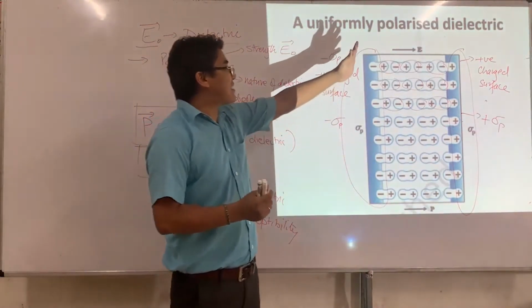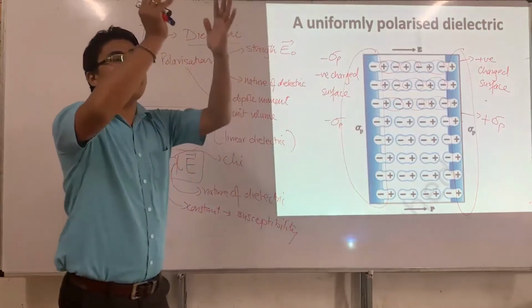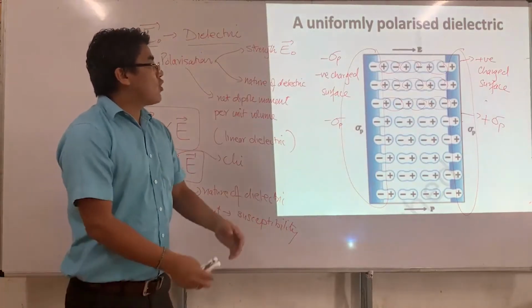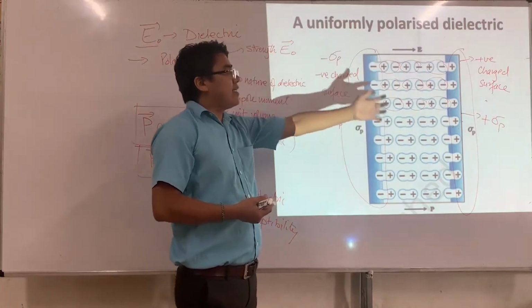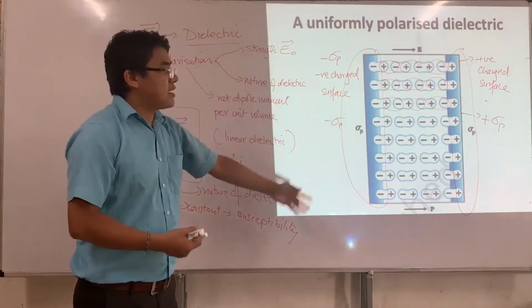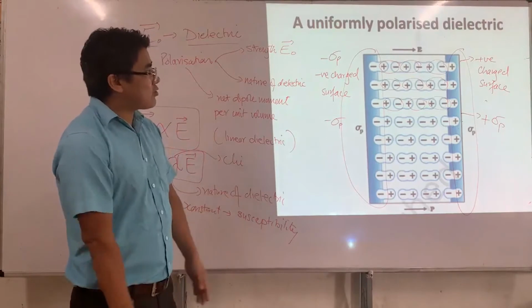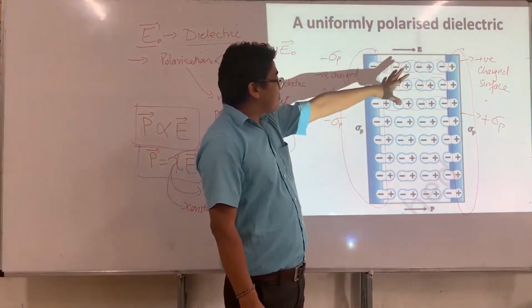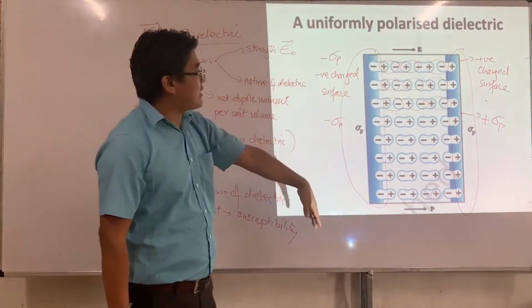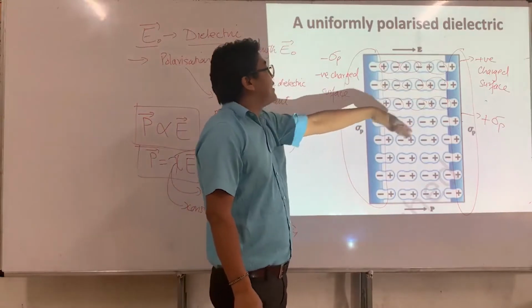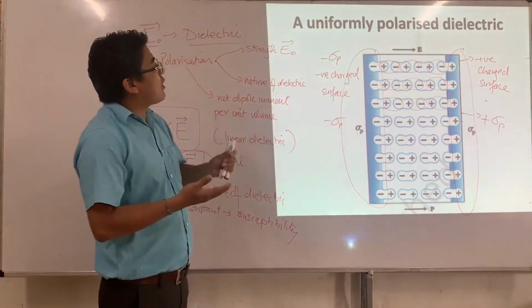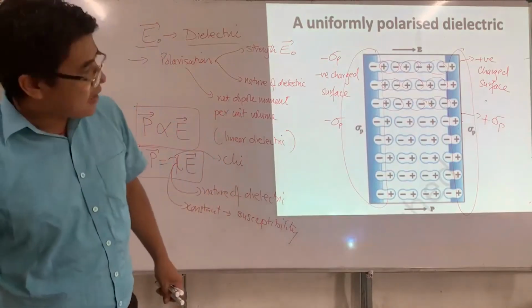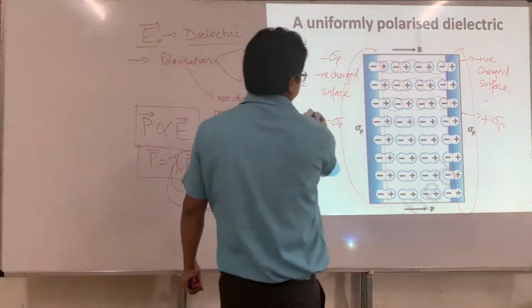If I have a dielectric slab and put it in an external electric field, we get positive charge surface at one side and negative charge surface at the other side, and we define the polarization. Because of this, the electric field inside the dielectric is reduced. So this is what we have in the case of a dielectric.